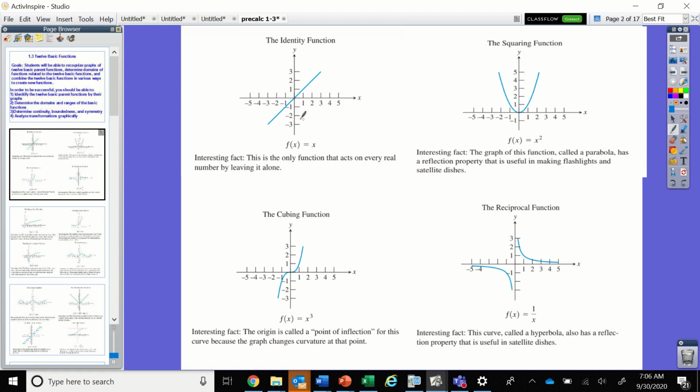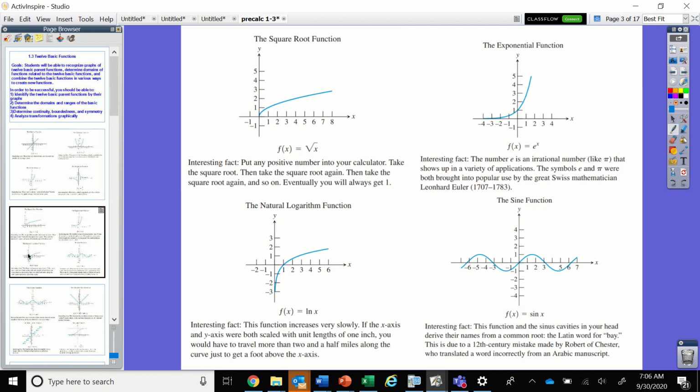So we have our y equals x, that is our identity function. We have our squaring function, which is our first quadratic. We have our cubing function, and then we have our reciprocal function, in which you can't have 0 in the denominator. And so that's why we would have an asymptote, as you see right here at the y-axis. Our next set that we're going to take a look at is our four new functions.